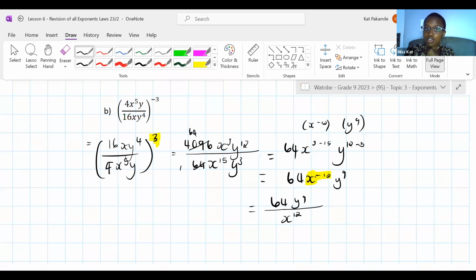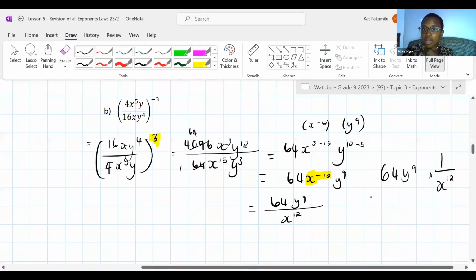Remember, this x was in the numerator, so we did the reciprocal. So what we actually did was it was 64y^9 and we said times 1 over x^12. And that's how it ended up in the denominator. So the 12 did become positive. Remember, it was initially negative 3 minus 15 gave us negative 12.